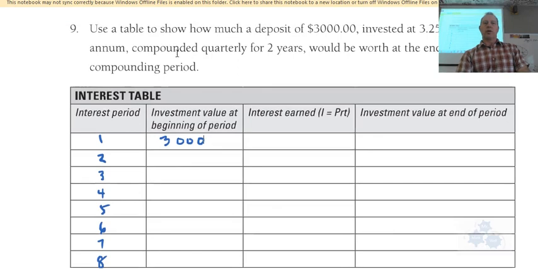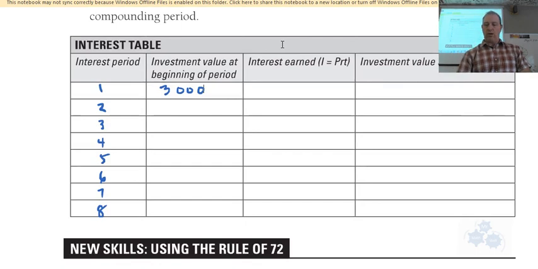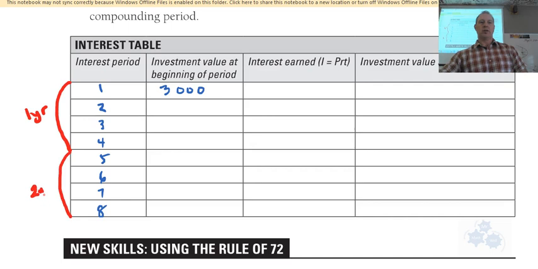So what we're going to do is we're going to start off with a $3,000 investment. The yearly rate is 3.25%. It's compounded quarterly for 2 years. That means we're going to have 4 periods. N is 4. We're going to have 4 periods. So these first 4 periods, that's 1 year. These next 4 are 2 years. See that?